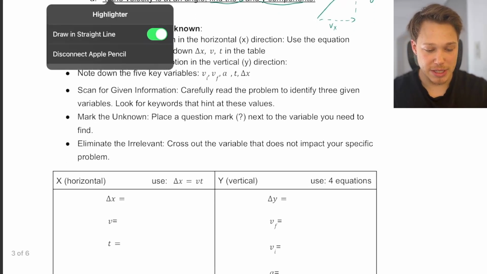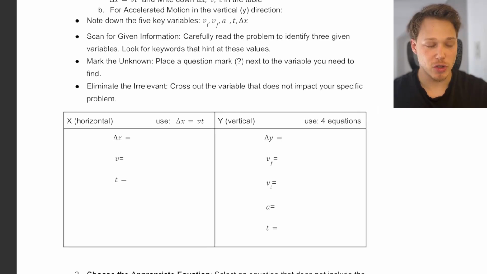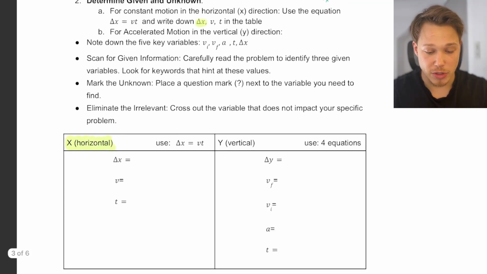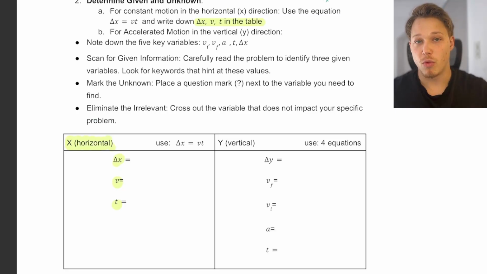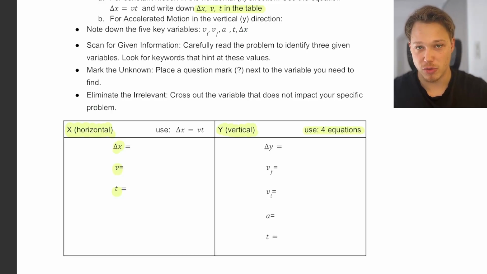Then you set up this table right here. That's what I would recommend, the easiest way to solve these types of problems. So in the x direction, horizontal, we have non-accelerated motion, as we talked about. So you just write down delta x, v, and t, those variables, and write down what you're given. In the y direction, right, this is going to be accelerated motion. So we'll use those 4 equations. We'll have to pick between them.